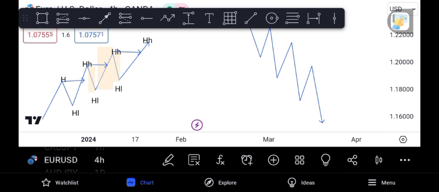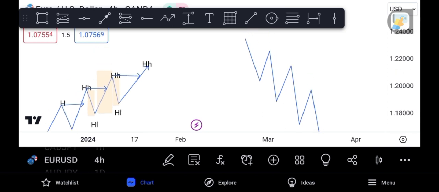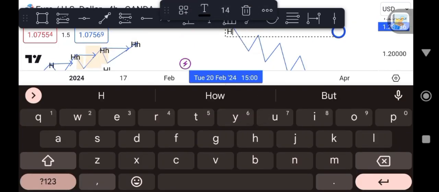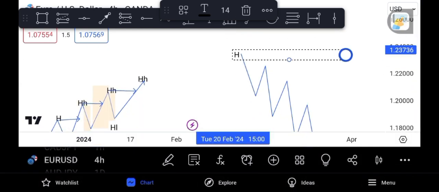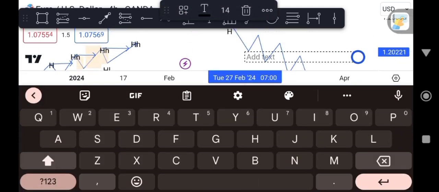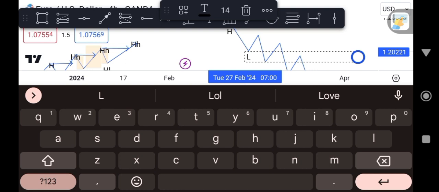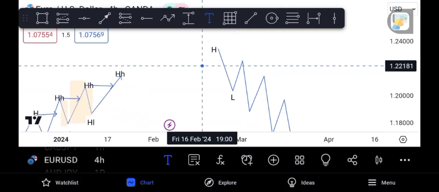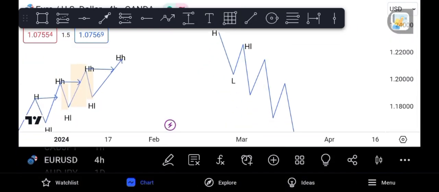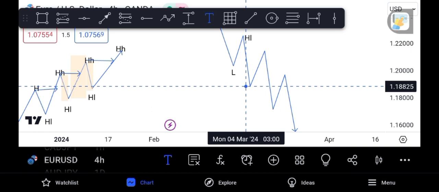So the characteristics of the uptrend are also the characteristics of the downtrend. The only thing that is different here is the labeling: the higher high turns into a lower low. So from here we have a high. We have a high here. Then we have a low here. We have a low here. We have a higher low. Then we have a lower low.